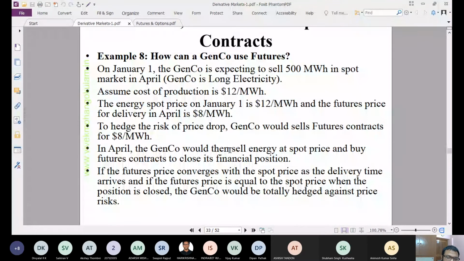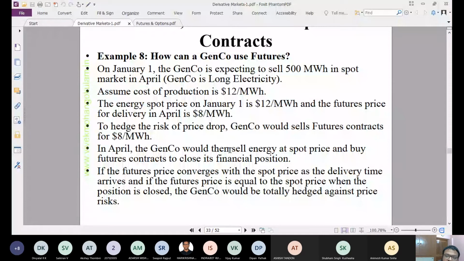That means the strike price for futures is $8 per megawatt hour. Because of the risk of a price drop, Genco would sell a futures contract for $8 per megawatt hour. In April, Genco would then sell energy at the spot price and buy a futures contract to close its financial position, because he is trying to compensate his loss in the spot market using the financial market.